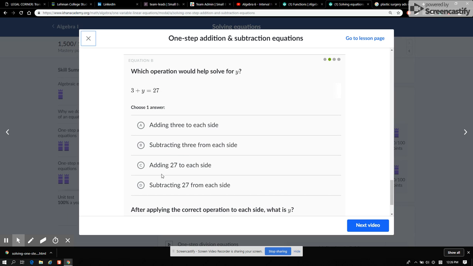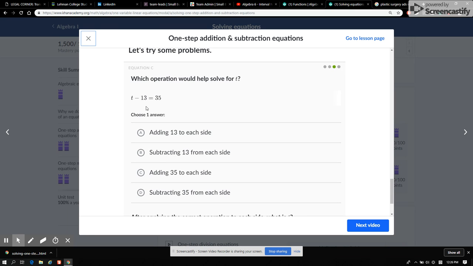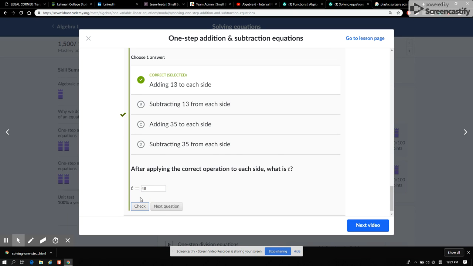Again, I'm just going to speed through this. So now we're subtracting 3 from each side, and then the answer is 24. Check. Next question. Again, we do it again. So now we're adding 13 to each side. 13 plus 35 is 48. And next.